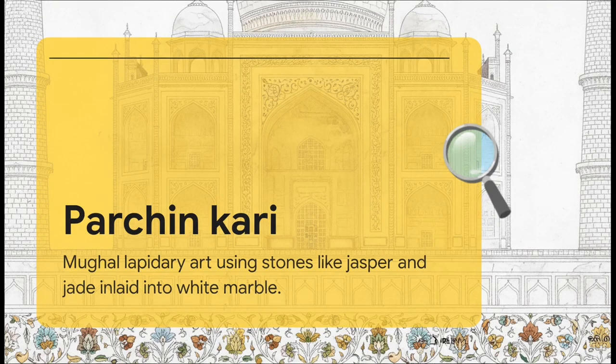When you look really closely at the lower walls and archway spandrels, you see these incredibly intricate botanical decorations. And no, this isn't painted on. This is Parshin Kari. It's this highly skilled lapidary art where craftsmen took semi-precious stones, we're talking yellow marble, jasper, and jade, polished them perfectly flat, and inlaid them directly into the white marble. Interestingly enough, this technique was actually adapted and refined from Italian craftsmen who were employed at the Mughal court.